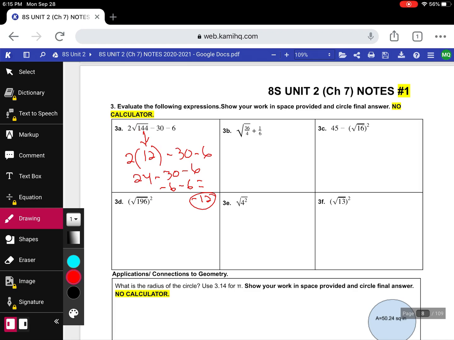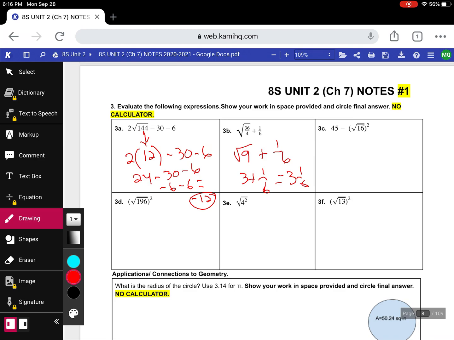Let's see what we got here. The square root of 36 over 4 plus 1/6. Now, some of you might recognize right away that the square root of 36 is 6 and the square root of 4 is 2. I also see that 36 is divisible by 4. 36 divided by 4 is 9. So I've got the square root of 9 plus 1/6. The square root of 9 is 3 plus 1/6. Oopsie. I get 3 and 1/6.